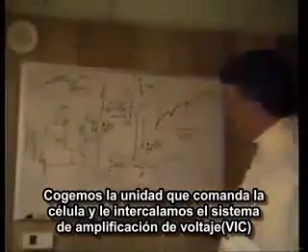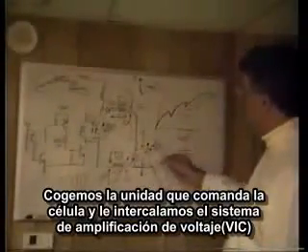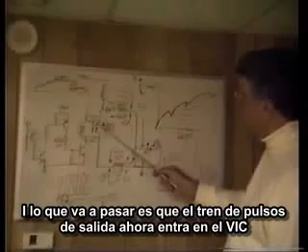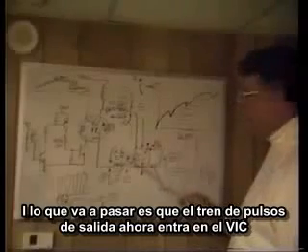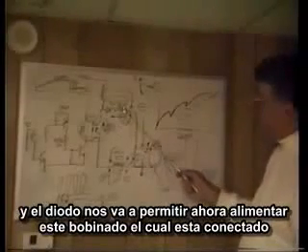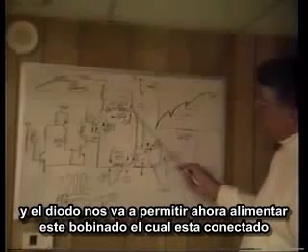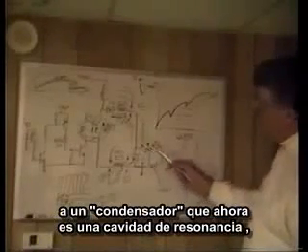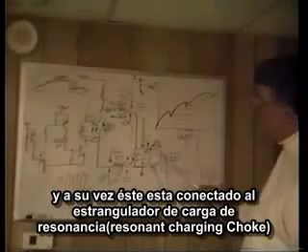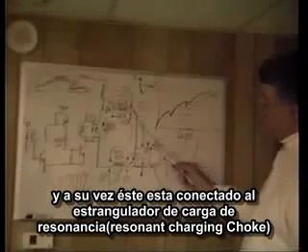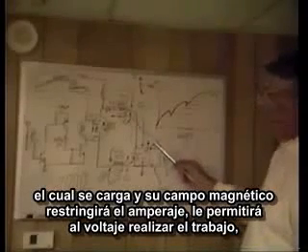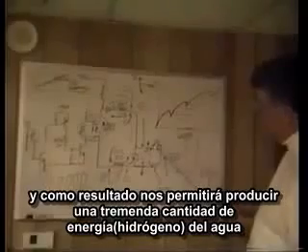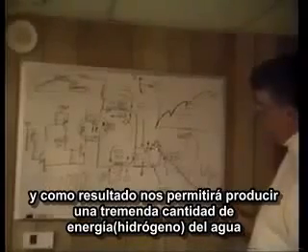John is taking the cell driver circuit, as you see right here, and we're going now to interface this with the voltage intensifier circuit. Basically what will happen is that a unipolar pulse train is now entered into the voltage intensifier circuit. As this happens, this switching diode will now allow this coil to be energized, which is now hooked to the capacitor, which is the resonant cavity, and it forms a resonant charging choke. Basically this charging choke will be energized, and its magnetic field will restrict the amp flow and allow voltage to take over, and as a result we'll be able to produce a tremendous amount of energy, hydrogen gas from water on demand.